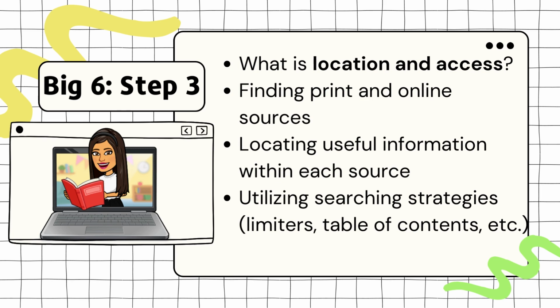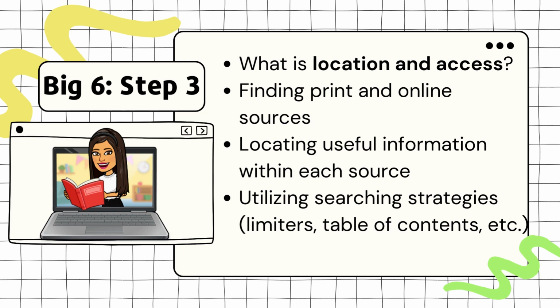Step 3. What is location and access? Okay, now that you've figured out a plan, you've also determined what resources you're going to use. Now you actually have to find them. Are you going to find them on the library shelves if it's a print resource like a book? Where do you have to go online to find it? Do you need to use a database? Do you need to go to a certain website?